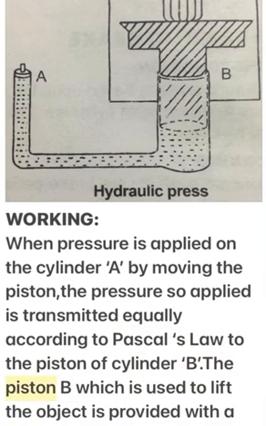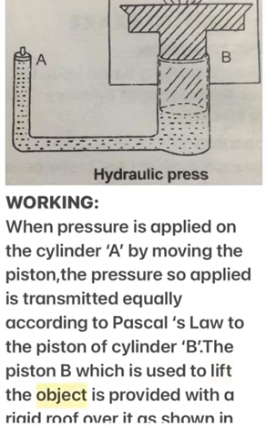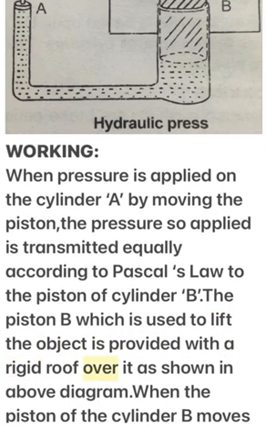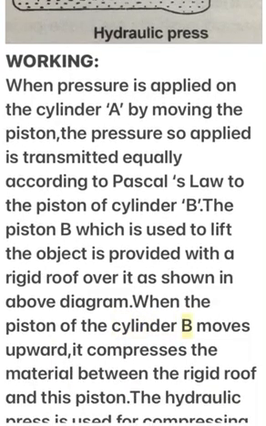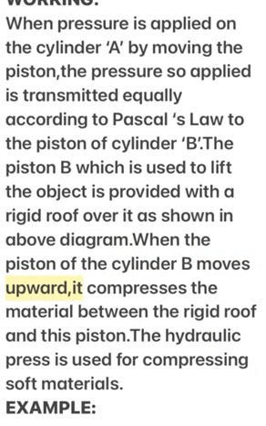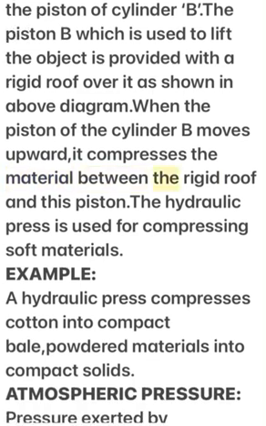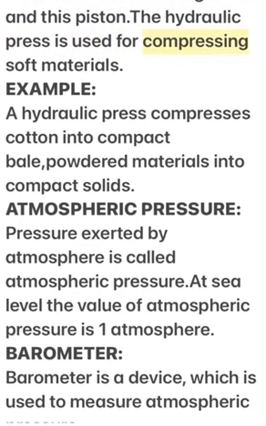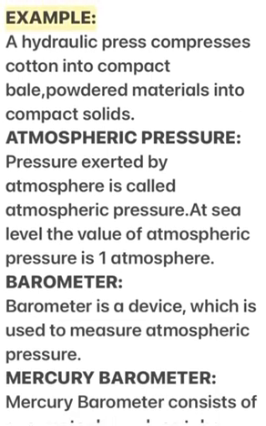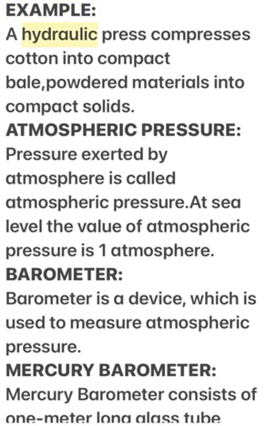The piston B, which is used to lift the object, is provided with a rigid roof over it as shown in the above diagram. When the piston of the cylinder B moves upward, it compresses the material between the rigid roof and this piston. The hydraulic press is used for compressing soft materials. Example: a hydraulic press compresses cotton into compact bales, and powdered materials into compact solids.